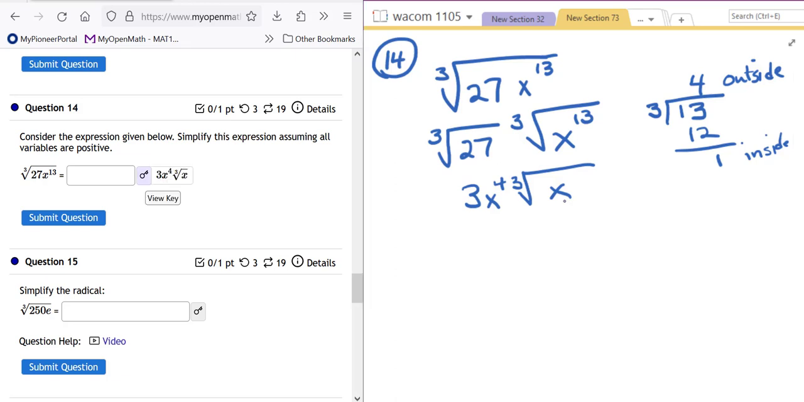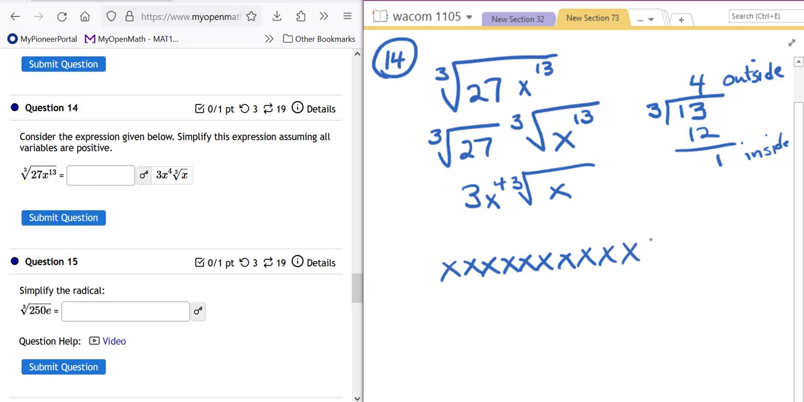Good. Now, you could make your picture and see that this works. You would have 13 x's, 1, 2, 3, 4, 5, 6, 7, 8, 9, 10, 11, 12, 13. So you don't really want to do this. You are making groups of 3. There's 1 group, 2 groups, 3 groups, 4 groups. 1 for each of those goes outside. This is the leftover that goes inside. So that's what this long division is doing.